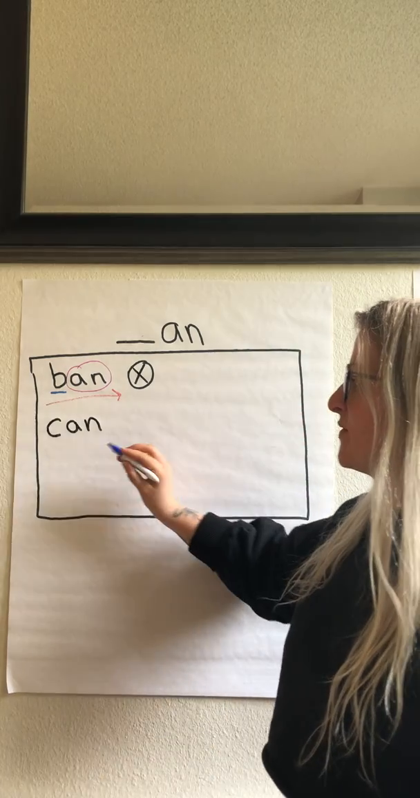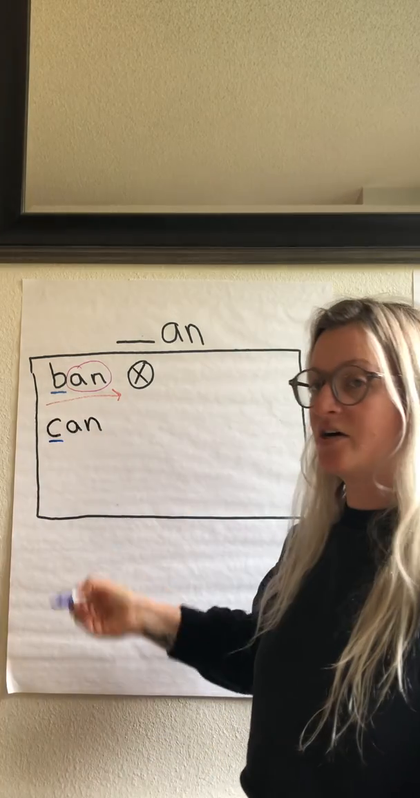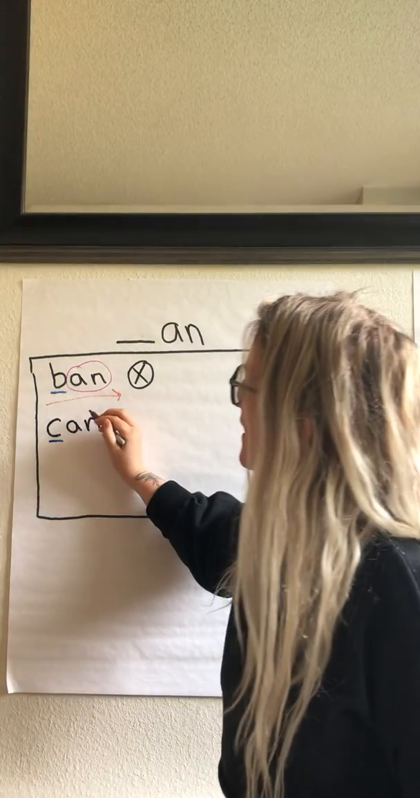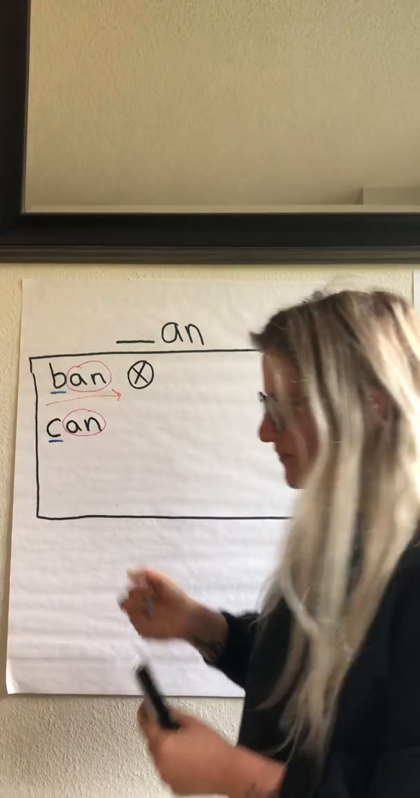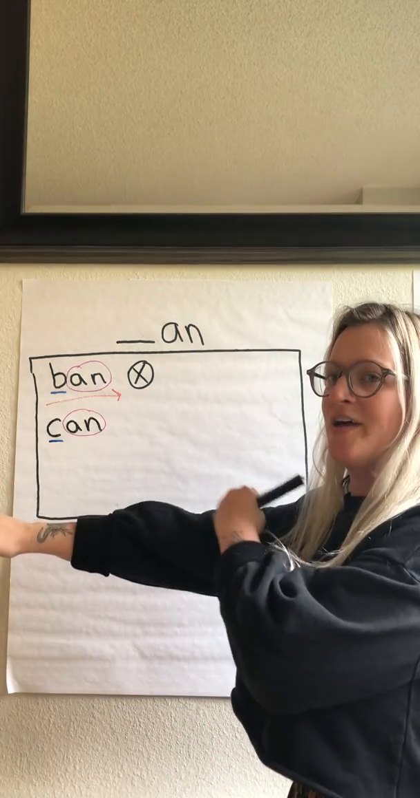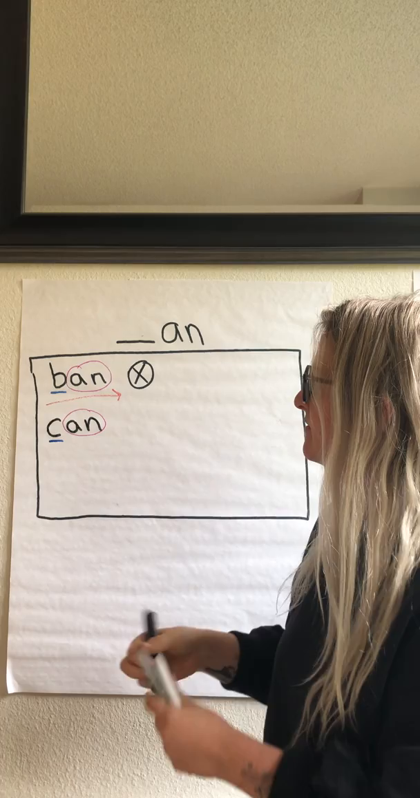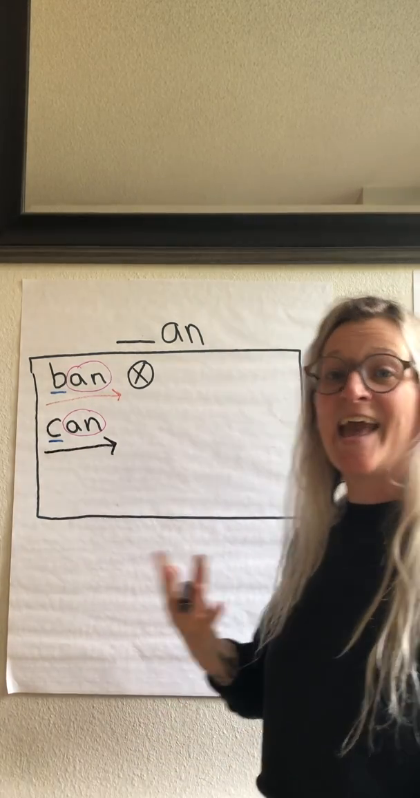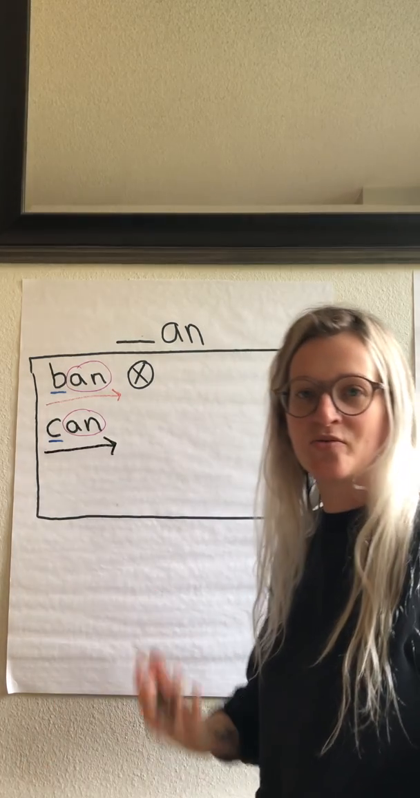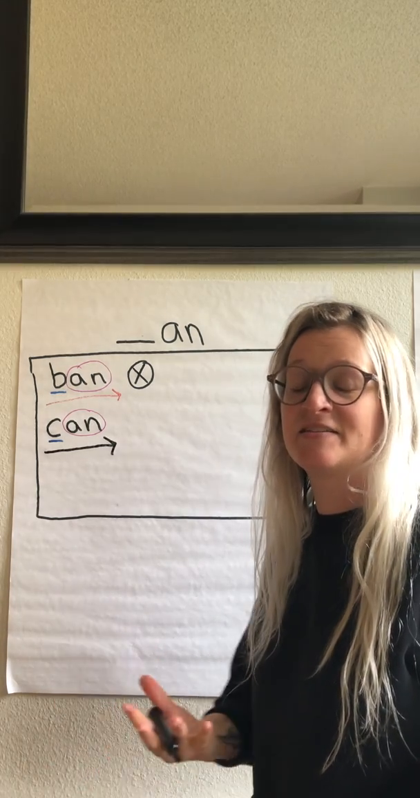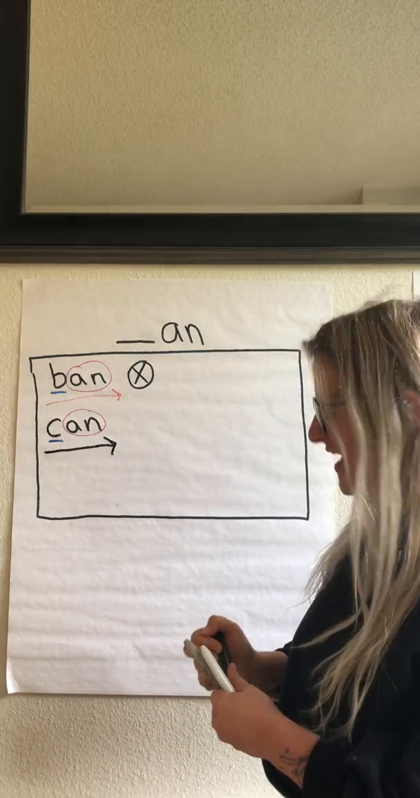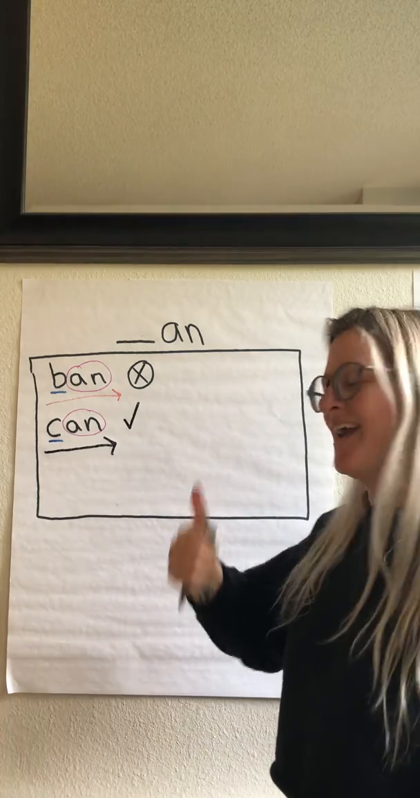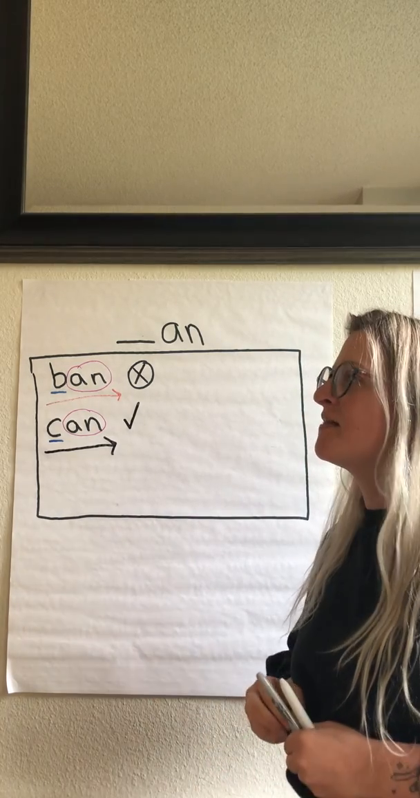So again, the first letter we started with was C. C makes the K sound. That's our first sound in our word, K. And we know together A and N make the an family. So if you put it together, K, an, can. So we might say, I can jump. I can run. I can tell you a joke. So for can, something you can do, I'm going to put a check mark. Yes, I can do that. And that's an an word.